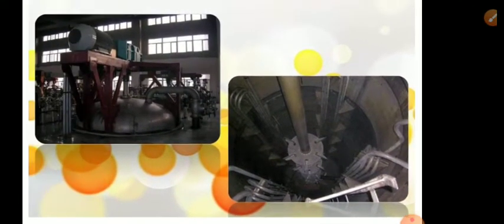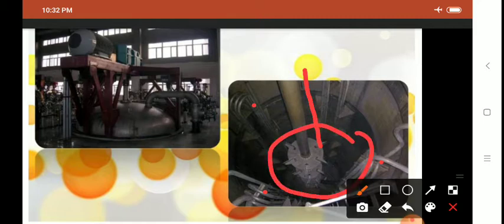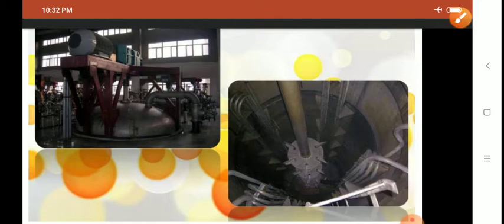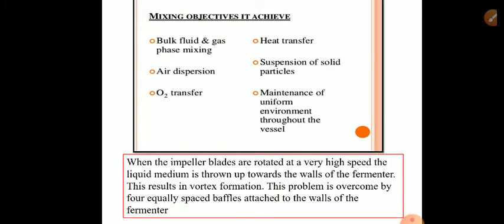In the second diagram, you can see a long shaft which is passing inside. You can see here heating coils and all. So this is a rod or shaft, and these are the impeller blades that you can see, which actually cut and mix all the ingredients. The second diagram is showing you the inside of the fermenter with impeller blades placed at equal spaces, right?